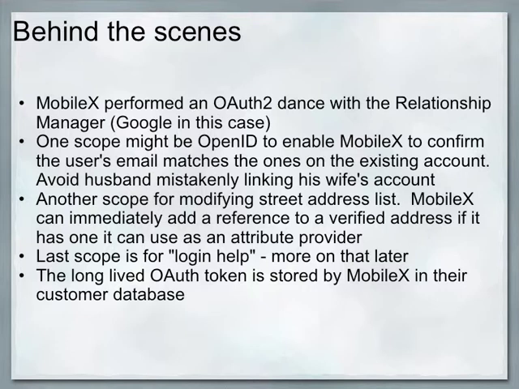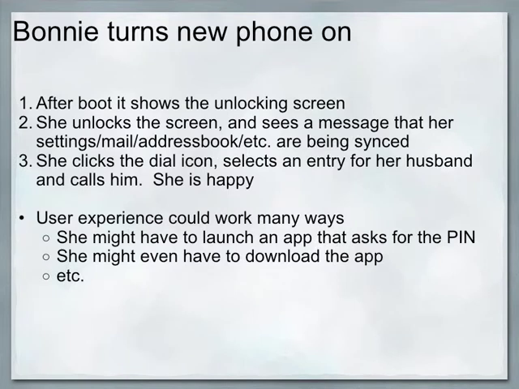And then there's one last OAuth scope, which is for that login help. We'll come to that in a moment. But the end result, Mobile X should end up with a long-lived OAuth token that would be stored in the carrier's customer database for that account. Now, later, Bonnie would actually get her new phone.